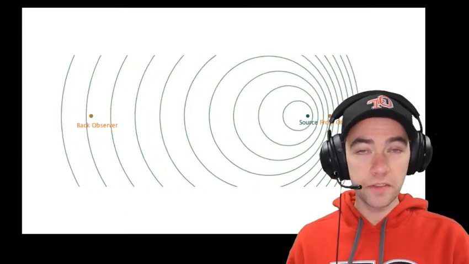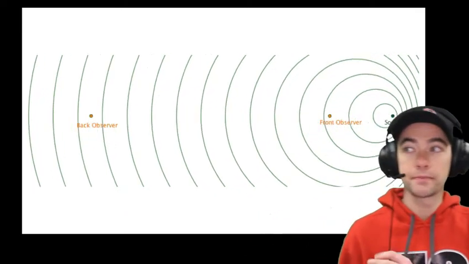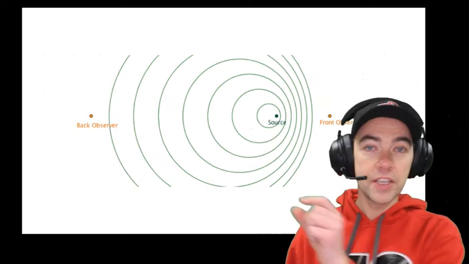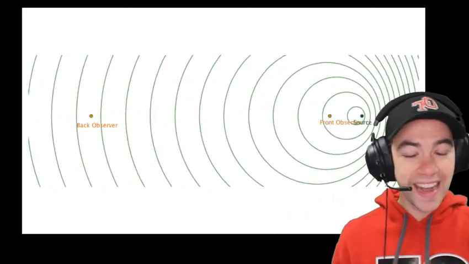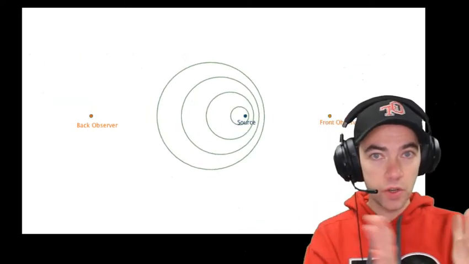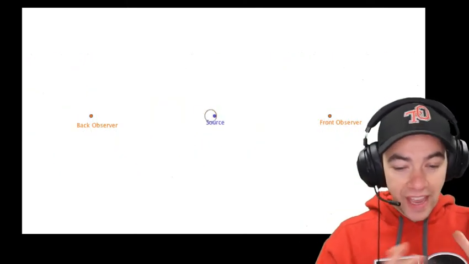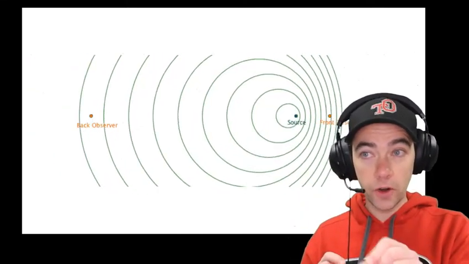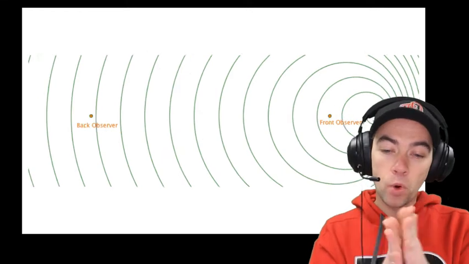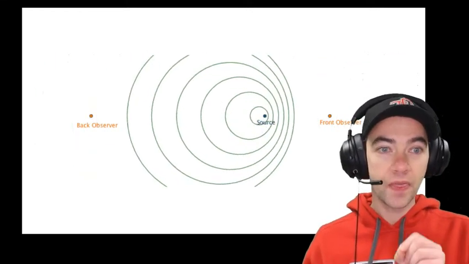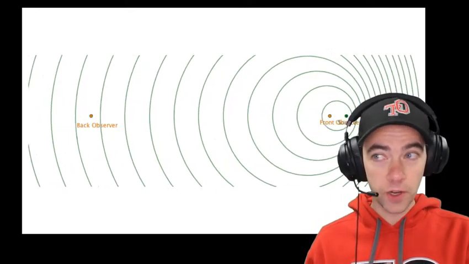So let's take a look at this visualization we have here to the left. What we've got going on is you have this object and it is moving, and as it's moving into its own sound waves, the ripples are getting closer together. As a result, the observer at the front is going to have more of the waves hit per second. That's going to be perceived as a higher frequency.